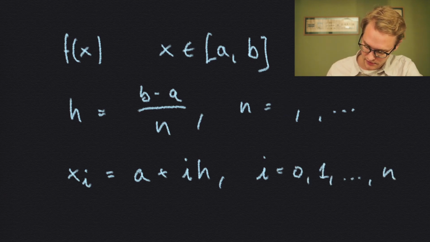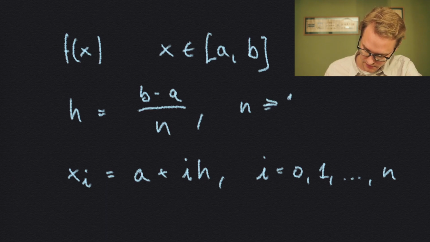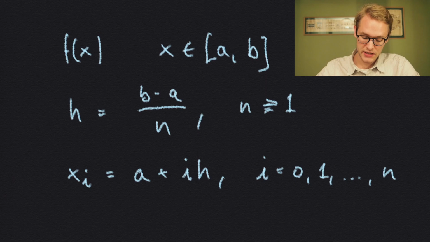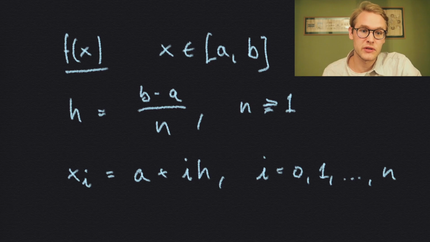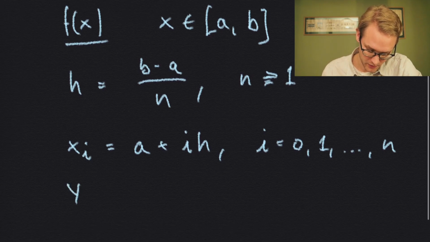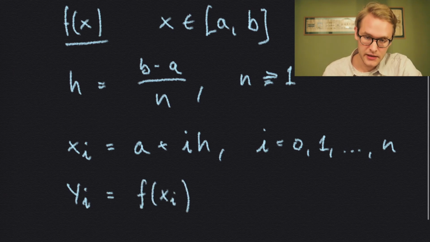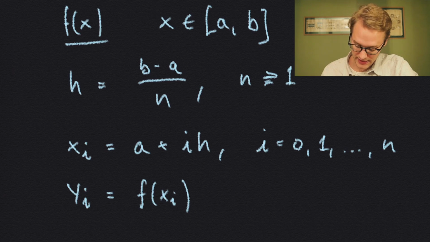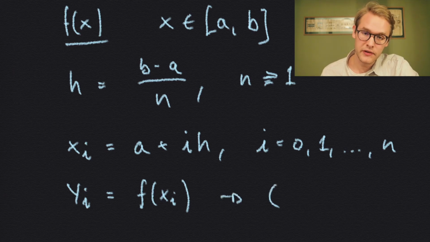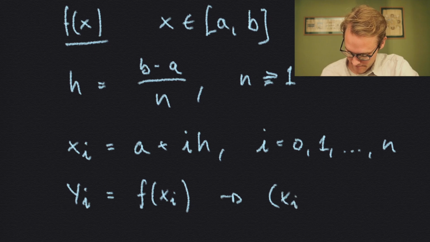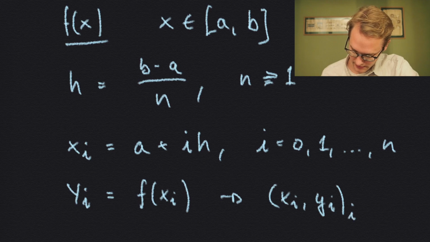Actually, we should rewrite this so that this makes more sense. And the discretized function, or the discrete version of the continuous function f of x would now be, let's call them y i, equal to the function value at these points. It's as simple as that, and you would get a set of points x i, y i from i equal to 0 all the way up to n. And that's it. See you in the next video.